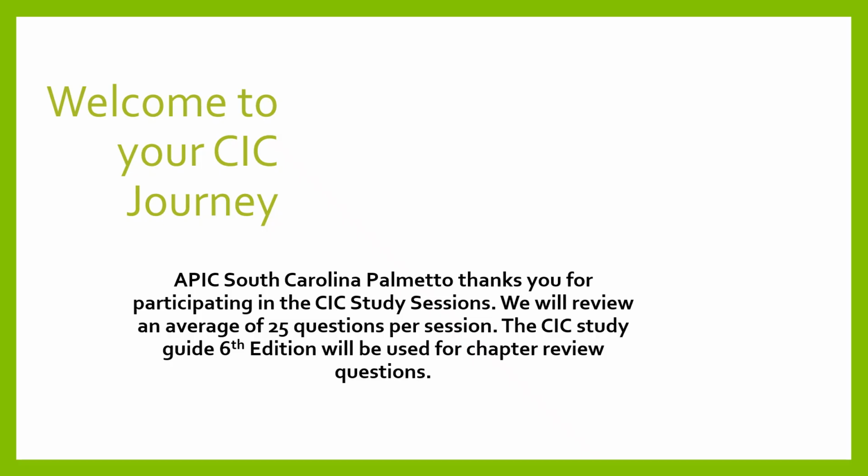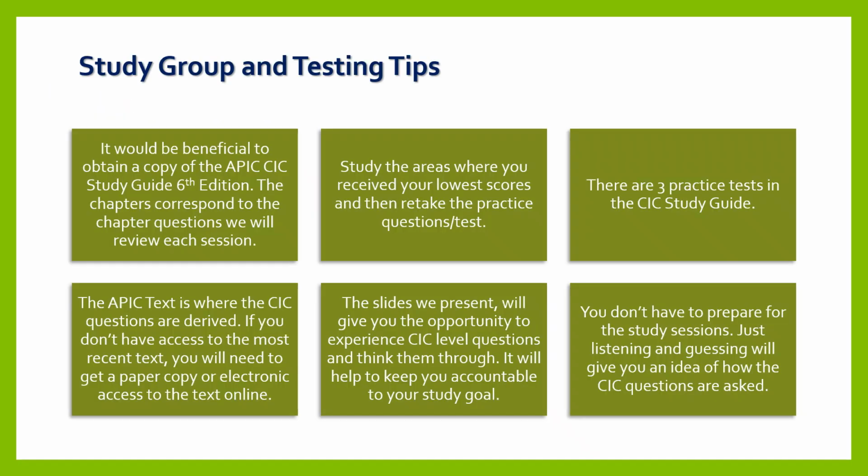We will review an average of 25 questions per session. The CIC Study Guide 6th edition will be used for chapter review questions. Some study tips as we proceed through each session. It would be beneficial to obtain a copy of the APIC CIC Study Guide 6th edition. The chapters correspond to the chapter questions we will review each session. Study the areas where you receive your lowest scores and then retake the practice questions or tests. There are 3 practice tests in the CIC Study Guide.